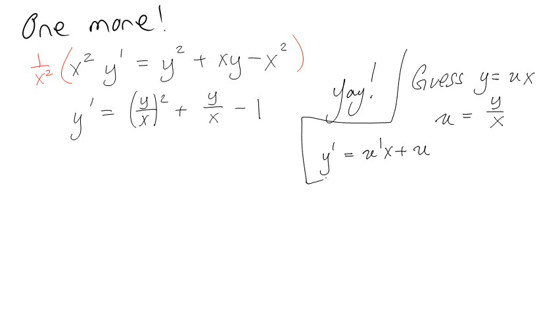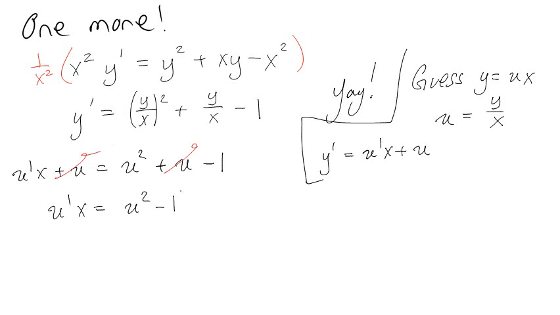So I'm going to go ahead and plug that in. So I've got u prime x plus u is equal to u squared plus u minus 1. Lucking out, the u's cancel out. So that ends up with u prime x equals u squared minus 1. And so I can divide both sides by u squared minus 1, equals 1 over x dx.